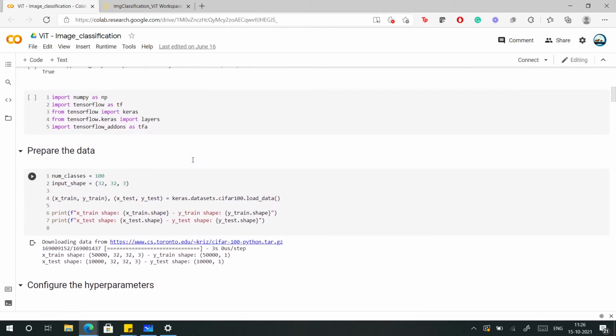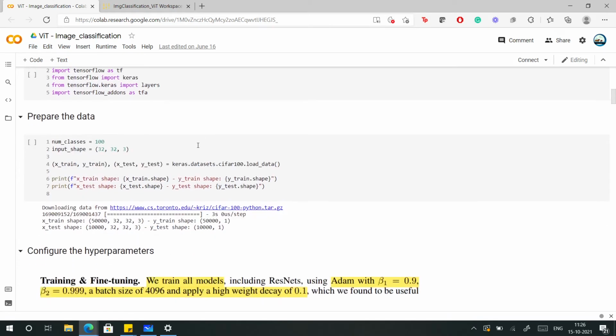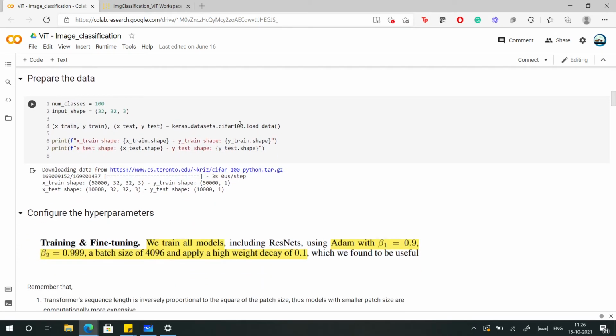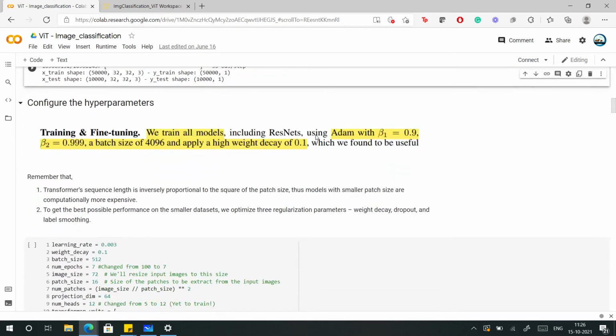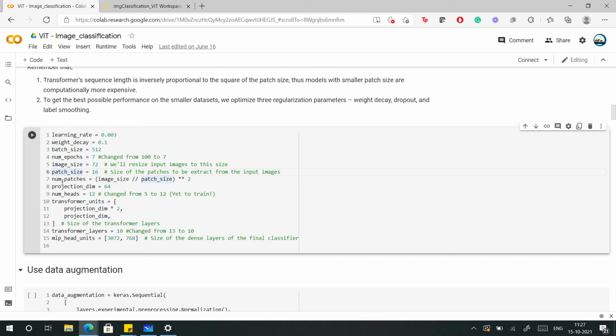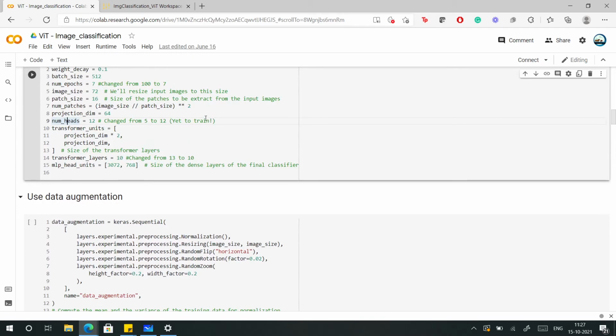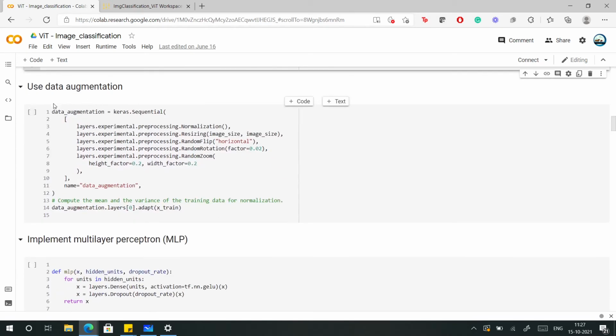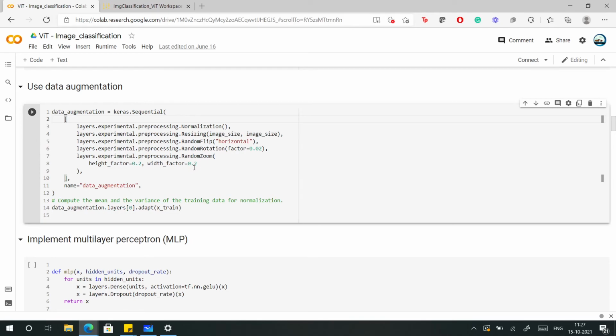First, I have imported some libraries. I am going to use the CIFAR-100 dataset for this. And these are some parameters: the learning rate, weight decay, image size, patch size, the number of patches, and projection dimension. I'm going to perform data augmentation here. It's okay if you don't understand this code. It's totally fine if you are new to TensorFlow or even writing your first neural network code. Don't stress about it.